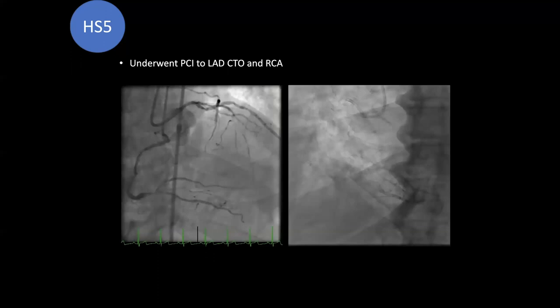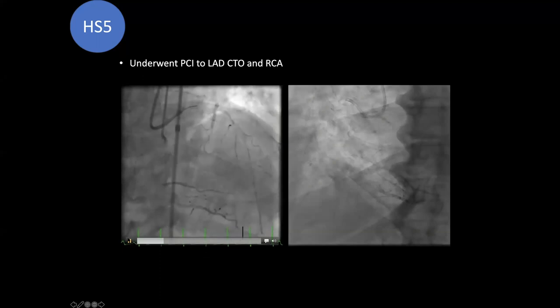So here was a CTO of the LAD, and with the calcification in the other vessel, it was hard to really determine if there was severe stenosis, particularly in the RCA. So that's why they went for a nuclear stress test to define if there was any hemodynamically significant occlusion in this patient.